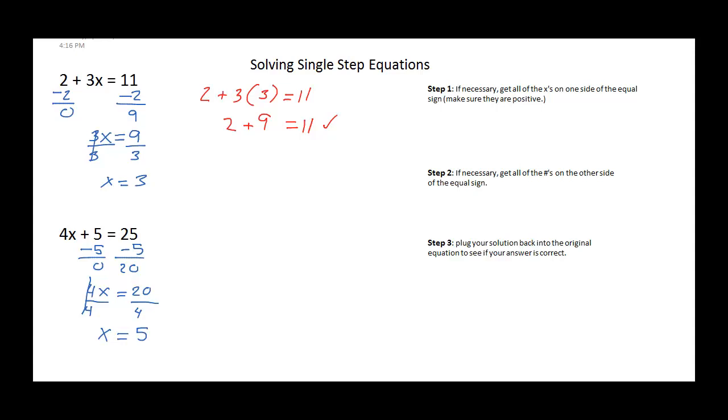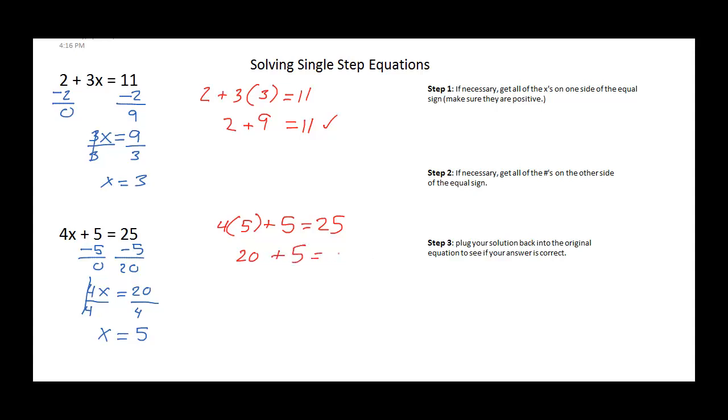So let's go ahead and plug that back in now and see if we're correct. 4 times 5 plus 5 equals 25. I know that 4 times 5 is 20.